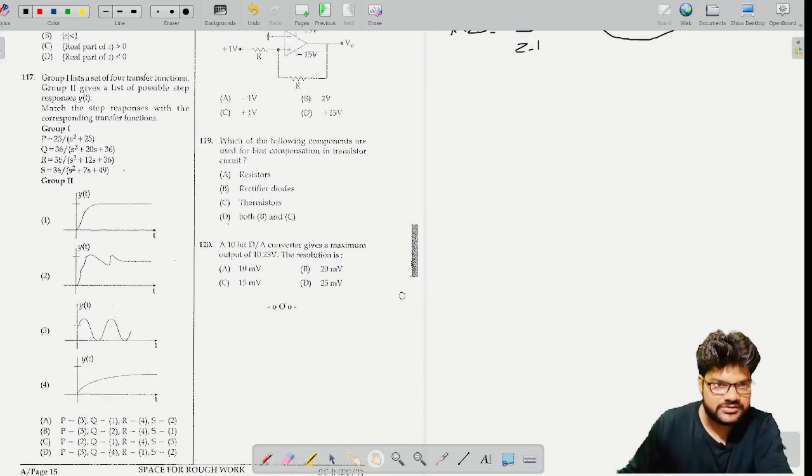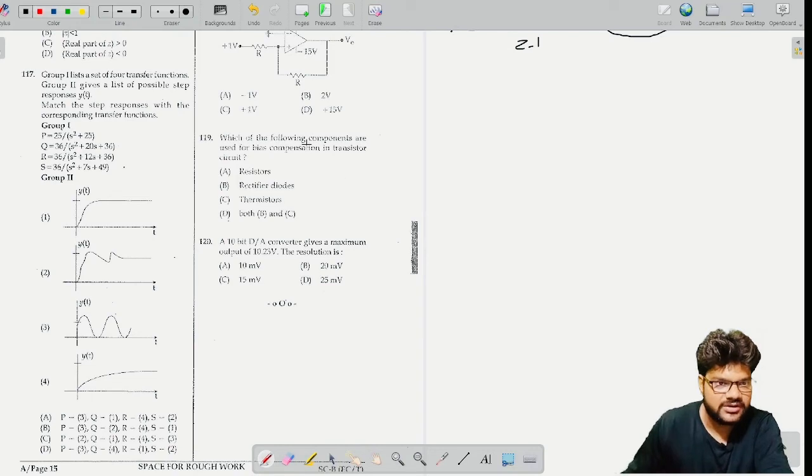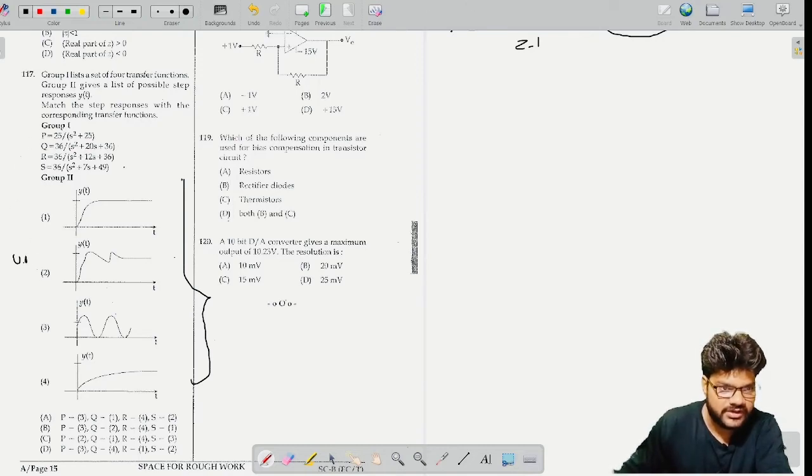Now let's go to the next question, number 117. Group first lists a set of 4 transfer functions, and group second gives a list of possible step responses y(t). Match the step response with the corresponding transfer function. You might be aware of the response of a second order system. This one is underdamped, and this is undamped because it is not damping.